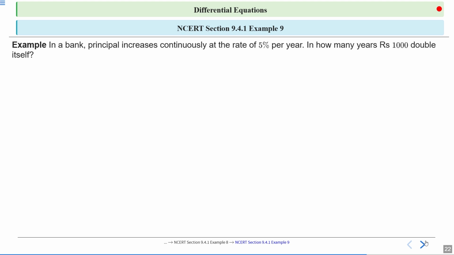We have a differential equation, that is dy by dt, where dy is the small change in y and dt is the small change in t. So dy by dt represents the change in y per unit change in t. We can use a derivative to represent this, that is principal increases continuously at the rate of 5% per year. Okay, so try.